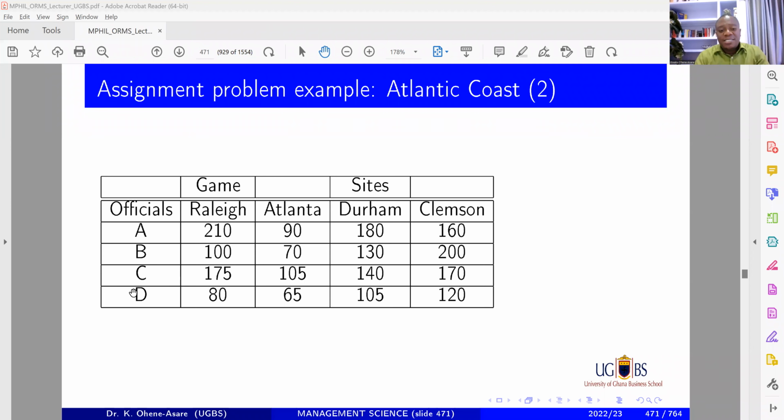Atlanta. Officials C, where would they go? They will also go to Atlanta. Finally, officials D, where would they go? They will also go to Atlanta. So now it appears that all the officials will go to Atlanta. It means that no official is going to handle the game in Raleigh, Durham, and Clemson. That's not good. All the officials cannot go to Atlanta.